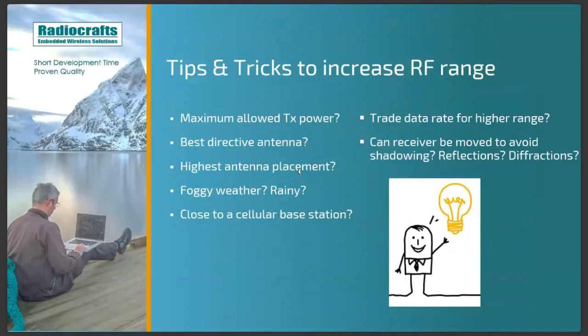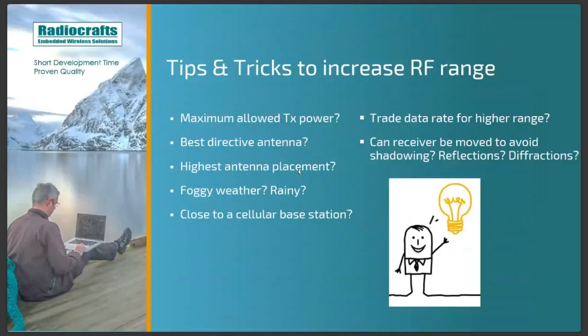Foggy weather and rain, you cannot really change. Also the base station you cannot really change, but you have to be aware of where the cellular base stations, the LTE base stations, are in the area. What you can trade is data rate for range, and you can of course move the antennas around again. And you can of course also reduce your operating frequency.